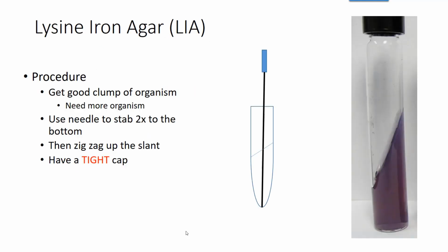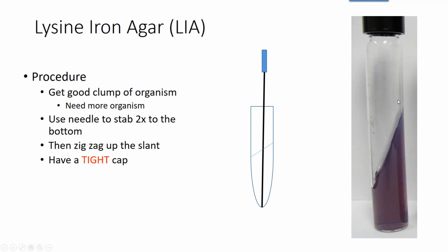So starting with the first, we have the lysine iron agar. It starts off as a nice purple color. Using the needle, we pick up a good chunk of organism, several colonies if you need to. You stab all the way to the bottom of the tube twice. You stab all the way down, pull it up, stab all the way down, pull it up again, and then you take that needle and just zigzag up the slant.